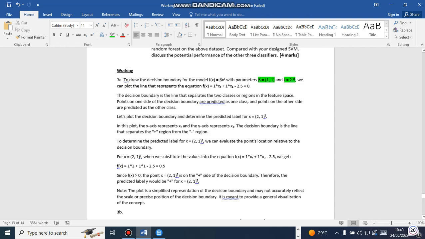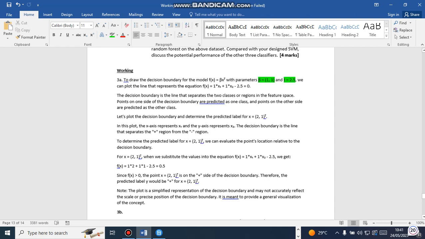So in this plot, the x-axis and the y-axis are represented. The x-axis is represented as x1 and the y-axis as x2. The decision boundary is the line that separates the plus region from the negative region. So to determine the predicted label for x, 2 and 1, we can evaluate the point location relative to the decision boundary.